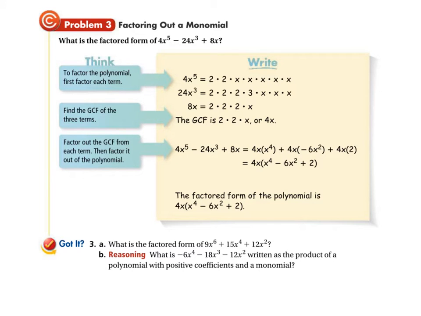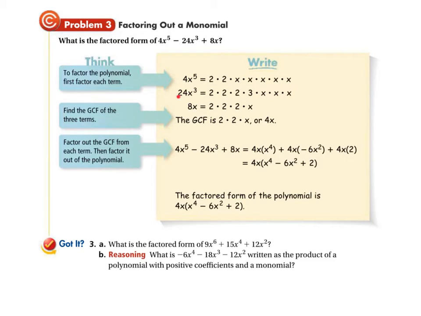Okay, so this is our last problem in this set. What is the factored form of 4x to the fifth minus 24x cubed plus 8x? So what they're asking us to do is not just identify the greatest common factor, but also see what's left. So we take each part and we expand it. 4x to the fifth is just 2 times 2 times x times x times x times x times x. You can multiply that back together to make sure that it becomes that.